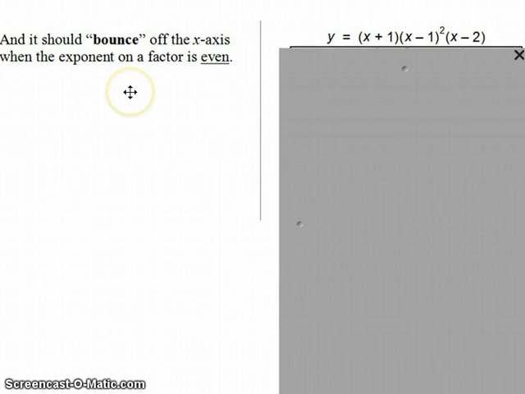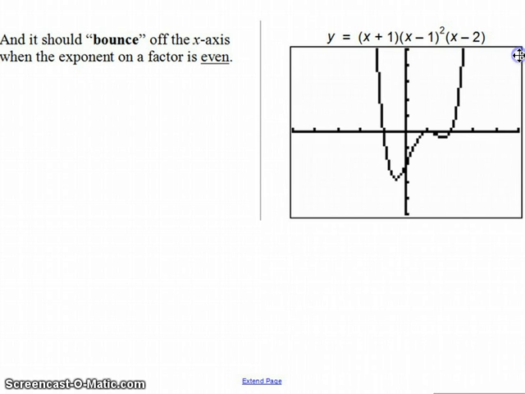And speaking of bounce off, when the exponent on a factor is even, it does bounce off. So it should go through at -1, but bounce at +1 and go through at +2. And that's exactly what happens. Through at -1, bounces right here at +1, and goes through at +2. We've talked about this, and this is, in fact, what we've had to do on the most recent exam.